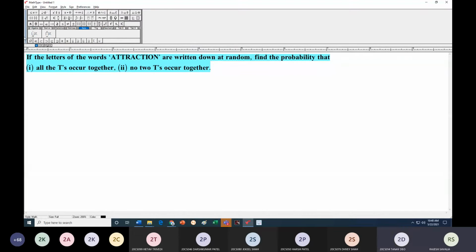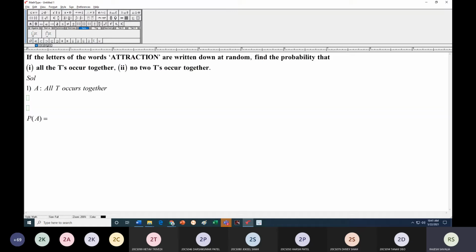So what is your aim? Solution. The first part says all T's occur together. So let us take one event: A is an event in which all T's occur together. Let us start the calculation. ध्यान से सुनना पूरा. First of all, my aim is to evaluate the probability of A.